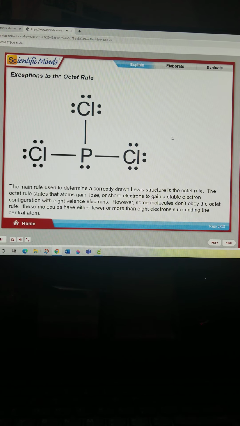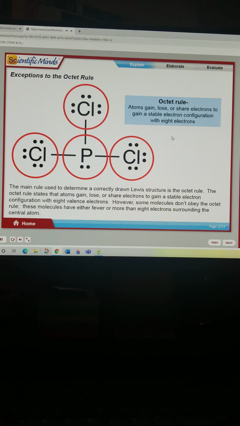The main rule used to determine a correctly drawn Lewis structure is the octet rule. The octet rule states that atoms gain, lose, or share electrons to gain a stable electron configuration with 8 valence electrons. However, some molecules don't obey the octet rule. These molecules have either fewer or more than 8 electrons surrounding the central atom.